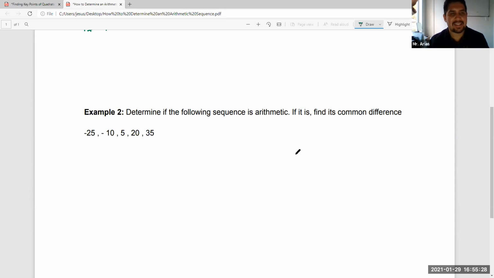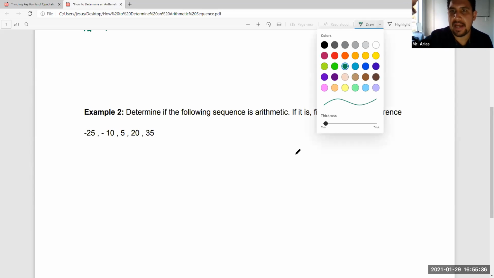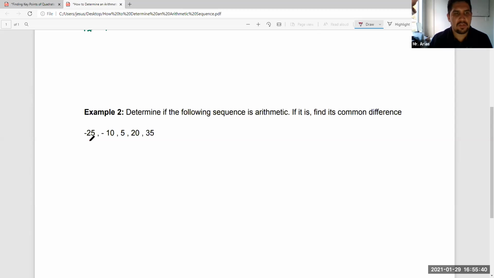So if you notice, for example, we have negative 25, negative 10, 5, 20, and 35. So in this case, I'm going to pay attention to the fact that if I want to go from negative 25, which is the first term, to the second one, which is negative 10, we would have to add 15, right? So if this 15 repeats across all the different cases, as we're going from one value to the next one, then we have an arithmetic sequence, and this would be the common difference.